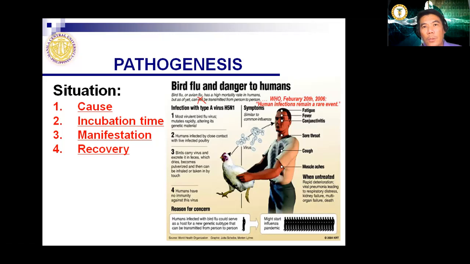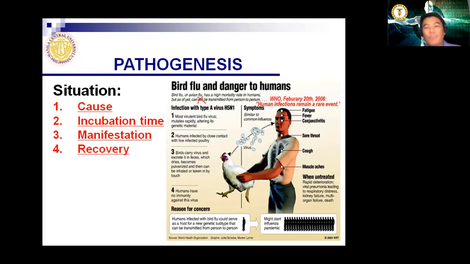Since the body does not have any immunity at all against this virus, the manifestations, or the signs and symptoms, are usually similar to common influenza. If it is treated, then we expect full recovery. If the client is untreated, there will be a rapid deterioration because the virus may lead to viral pneumonia. And the viral pneumonia may lead to respiratory distress, kidney failure, and soon multiple organ dysfunction. So this is somehow similar with COVID-19, which also caused multiple organ dysfunction.